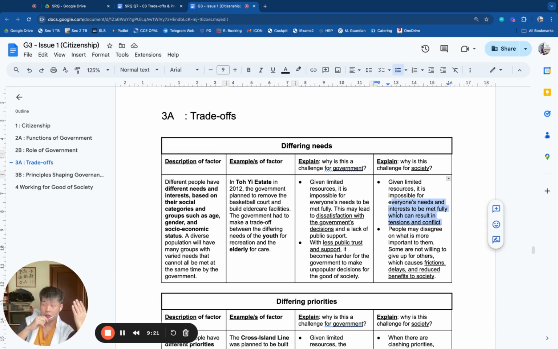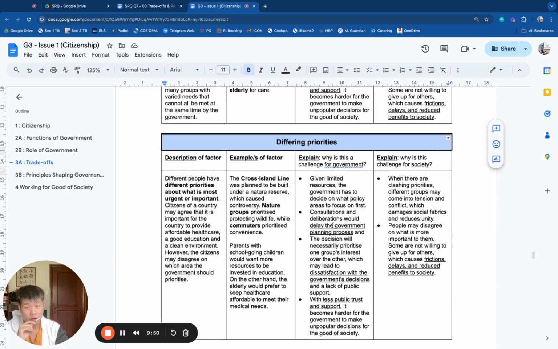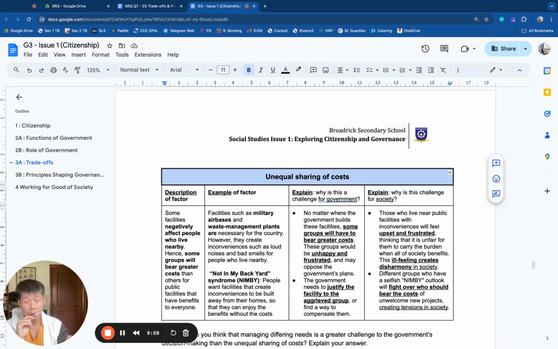You can just imagine at the back of your head now, right? The youth whose basketball court is taken away, they might be angry with the elderly because they feel like the elderly have taken away their place to play basketball. And that would create social tensions, which would lead to a less harmonious society, frictions, and delays. Okay, so this is one example of a difficult decision that governments make under the broad umbrella or factor of differing needs. And we said that in the trade-off chapter, there are differing needs, differing priorities, and unequal sharing of costs, and I invite you to recap this chapter and read through your notes and understand concretely what each of these different trade-offs are about.